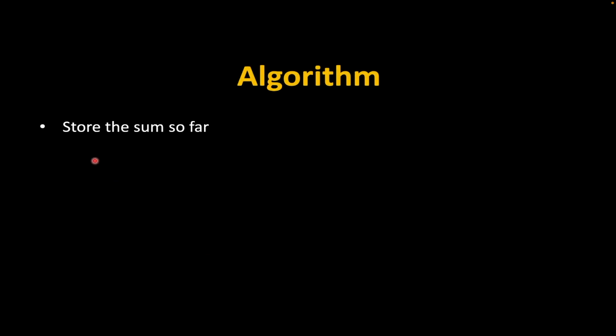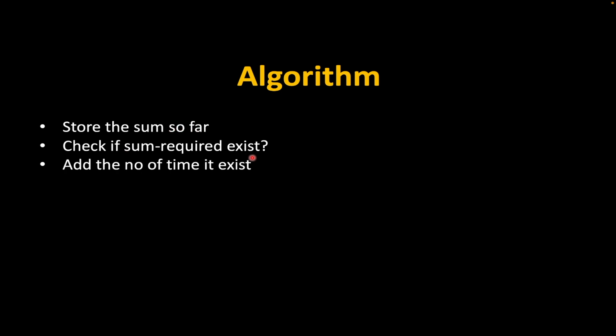Now let's see the algorithm of what we have discussed till now. We maintain a running sum so far, and we check if the sum minus required, which is S2, exists. And if it exists, we add the number of times it exists. And then we also store the sum till now in the map, so that later we can use it to find if that sum exists or not.